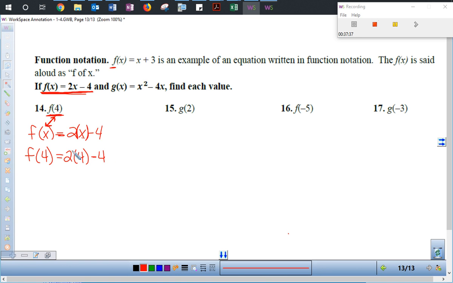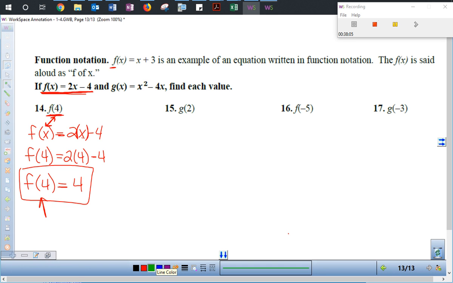Now, I just need to simplify this side over here. So f of 4 stays the same. We bring it down. And you can do this in your head. You can do it in your calculator. You can write it down if you need to. For me, I know that 2 times 4 is 8, and 8 minus 4 is 4. So f of 4 actually equals 4. Box your answer. You have to have that function notation there.